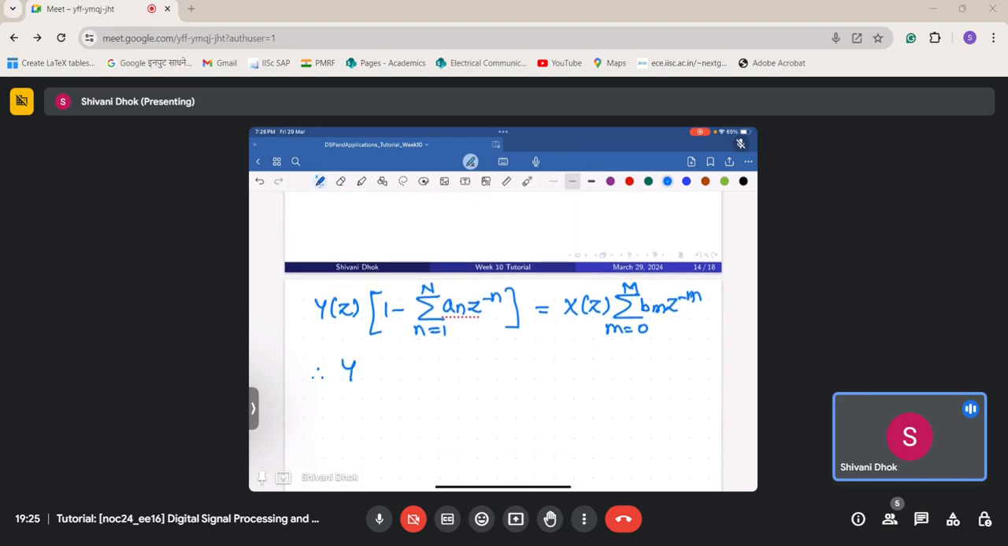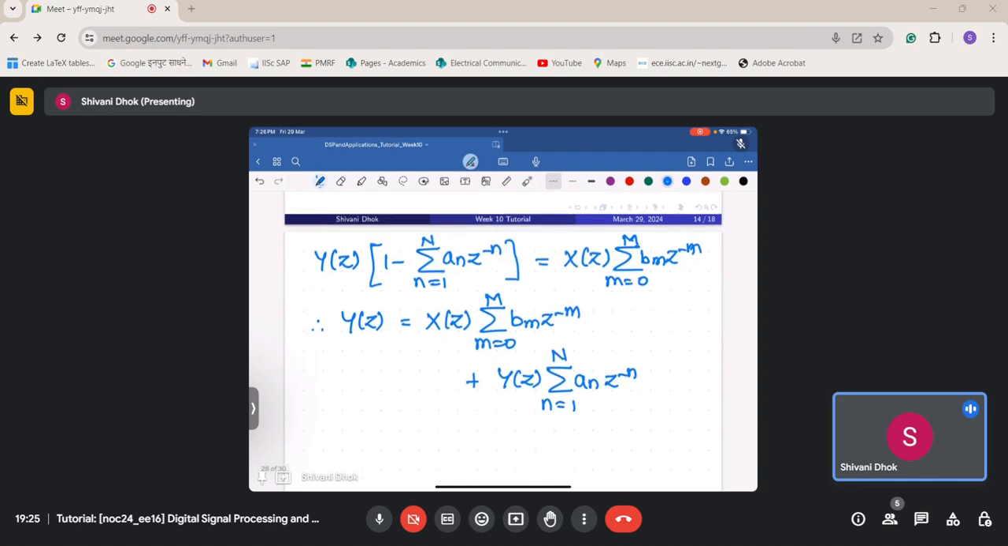So therefore this Y of z is equal to X of z multiplied by summation m equal to 0 to capital M b m into z to the power minus m, plus Y of z multiplied by summation n equal to 1 to capital N a n into z to the power minus n. Now in order to realize this particular part, how many delay elements will be required?